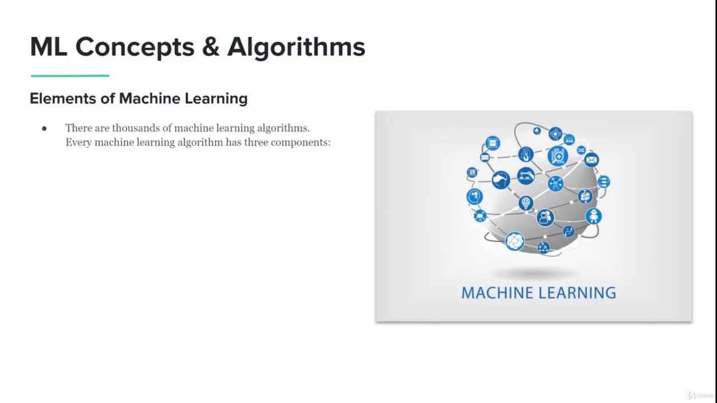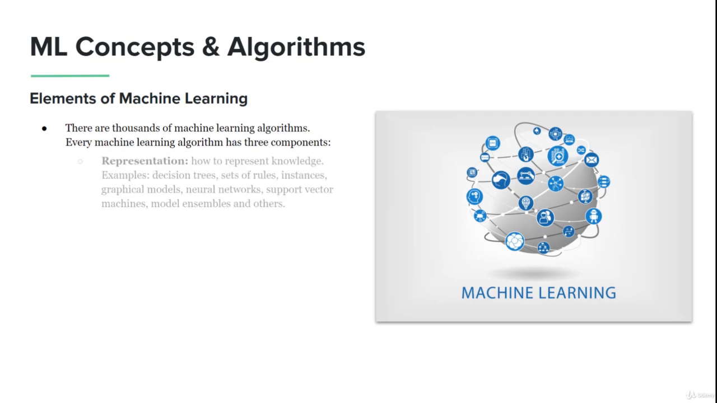So, the elements of machine learning, let's look at those. There are thousands of machine learning algorithms, and every machine learning algorithm has three components, okay? It's very important for you to understand that with the thousands of different machine learning algorithms, they all have these three components.